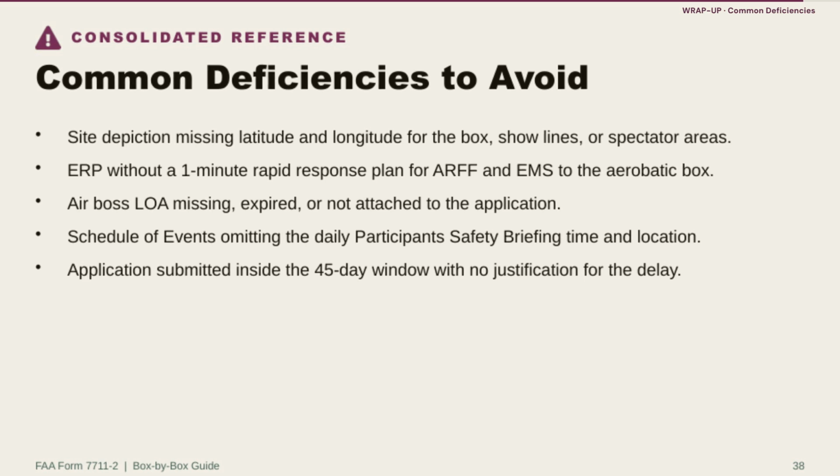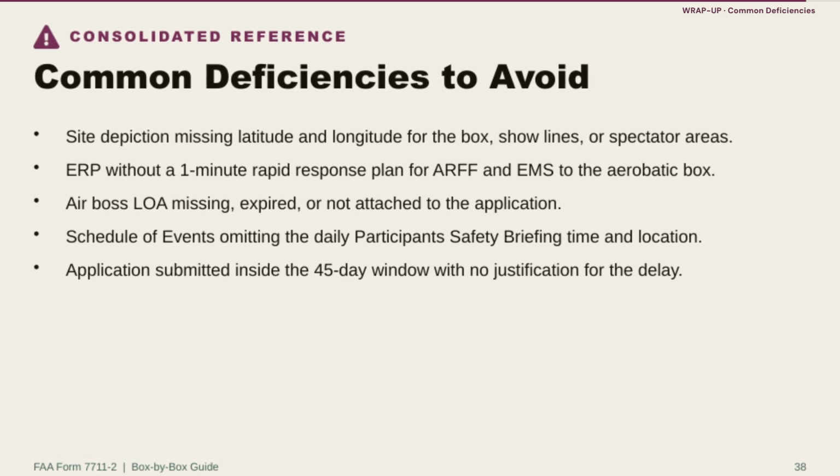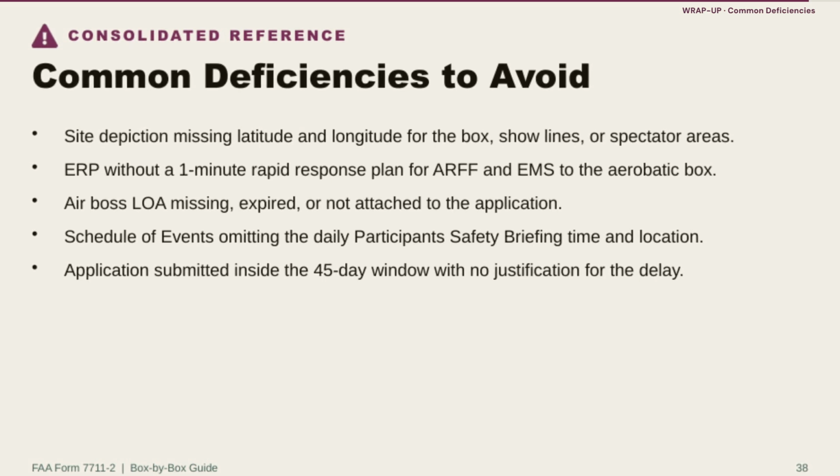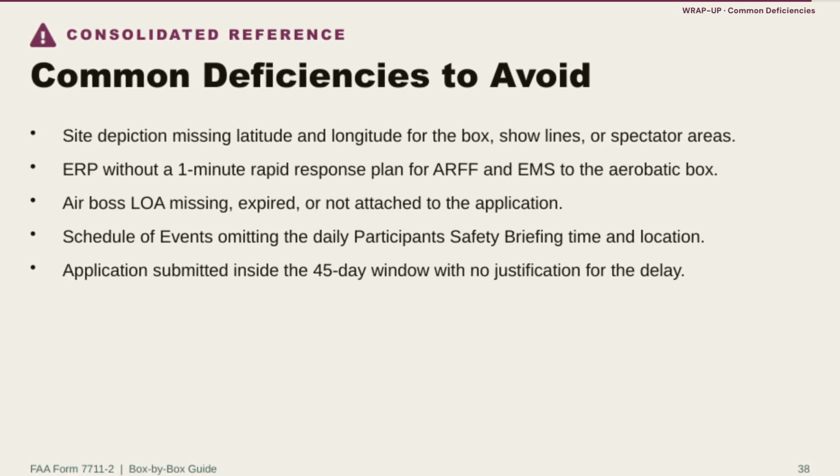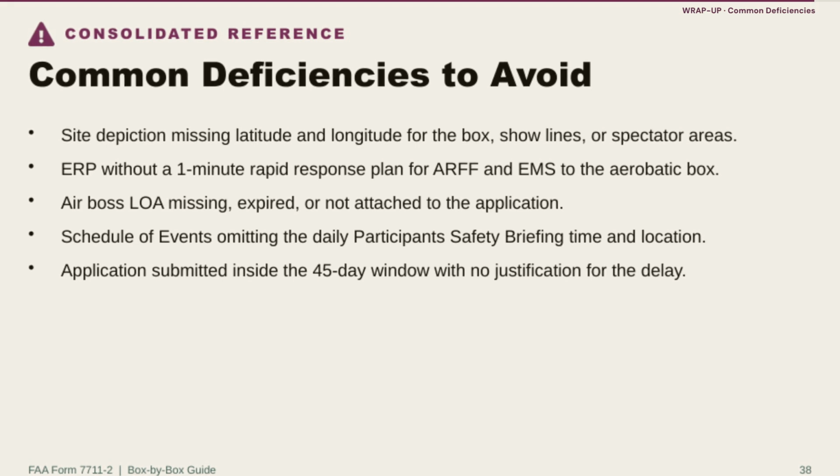Third, an Airboss LOA that's missing, expired, or simply never attached to the application, which invalidates Items 1 and 2 regardless of how well the rest of the package is written. Fourth, a schedule of events that omits the daily participant safety briefing time and location, a detail from Item 16 that's easy to overlook. And fifth, an application submitted inside the 45-day window with no justification offered for the delay. Every one of these is preventable with a careful pre-submission review, which is exactly the review role we described for the Airboss back at the start of this guide.